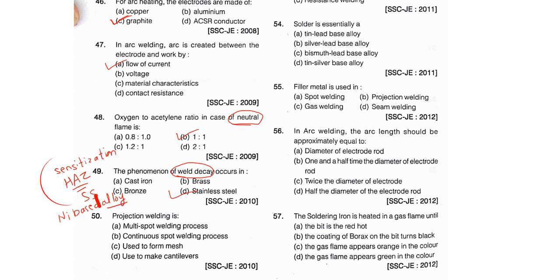Next, projection welding. Projection welding is a type of resistance welding, and it is a multi-spot welding process. Basically it uses a small projection on one or both the components of the weld to localize the heat and pressure. So it is a modification of spot welding, right?